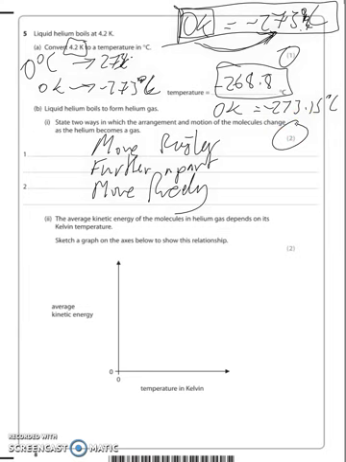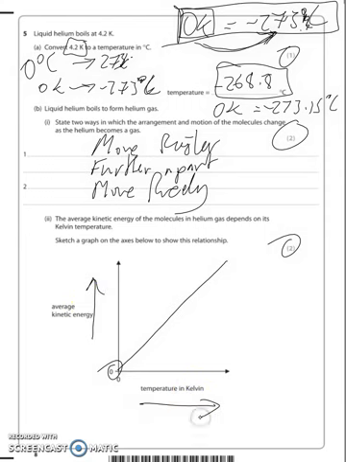The average kinetic energy of the molecules in a helium gas depends on its Kelvin temperature. Sketch a graph on the axis below to show this relationship. It should be a straight line with a positive slope aimed at the origin. So something like that. 2 marks. It's got to go through the origin, straight line with a positive slope. Because as the average kinetic energy goes up, so does the temperature in Kelvin.